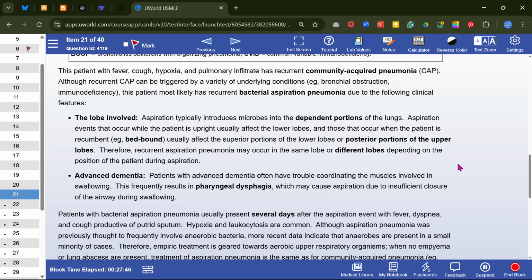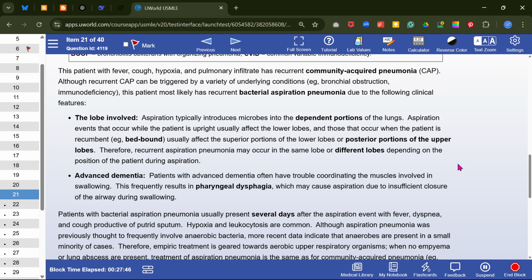Aspiration events that occur while the patient is upright usually affect the lower lobe, and those that occur when the patient is recumbent, bedbound, usually affect the superior portion of the lower lobe or the posterior portion of the upper lobe. Therefore, recurrent aspiration pneumonia may occur in the same lobe or different lobes depending on the position of the patient during aspiration.